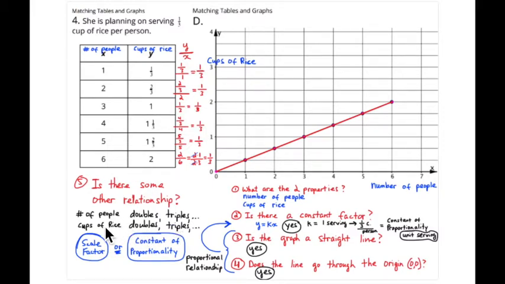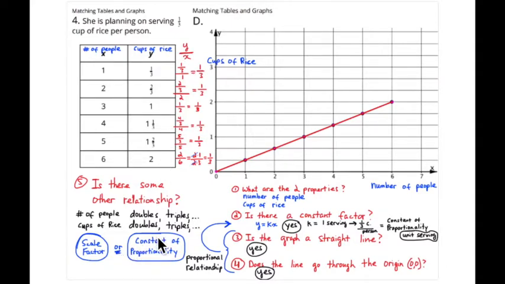Triple the number of people, triple the cups of rice. 4 times the number of people, 4 times the cups of rice. So again, the scale factor, you can work down the column if you want. If you double the number of people from 2 to 4 people, you're going to double the cups of rice from 2/3 to 4/3. 2 to 6, that's 3 times. 2/3 to, actually this is 6/3, that would be 3 times as well.